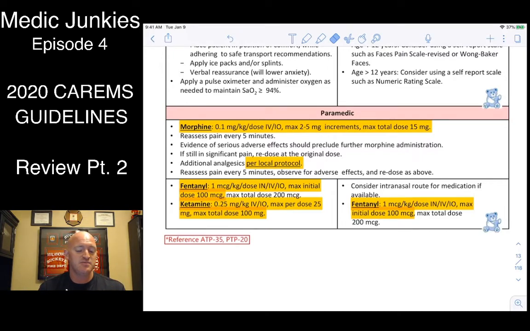I think it's gonna be a learning curve for us to retrain our brain now, but in the long run, I think it'll be better for us because now we only have to remember one dose, not two separate doses, okay?